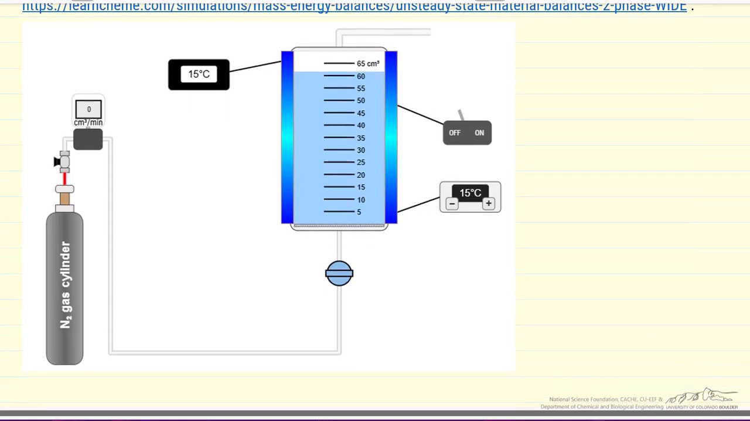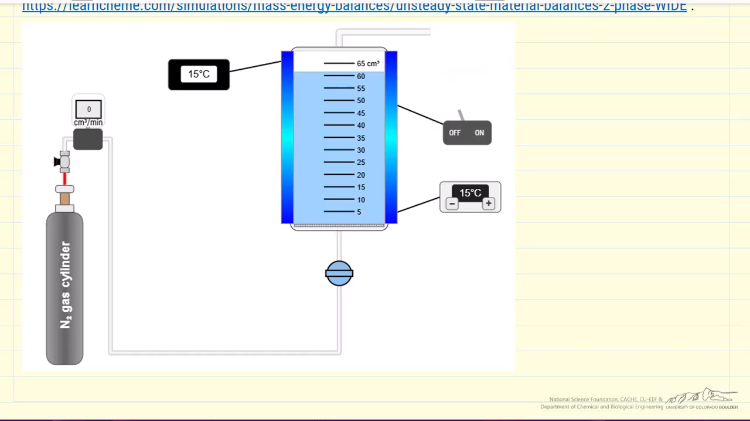So the idea is that nitrogen, we open this valve. We have a fixed flow rate of nitrogen. We open this valve, it'll flow through the tank. And so what's going to be leaving the tank, we're assuming vapor-liquid equilibrium. So flowing out will be nitrogen that contains both n-hexane and n-pentane.